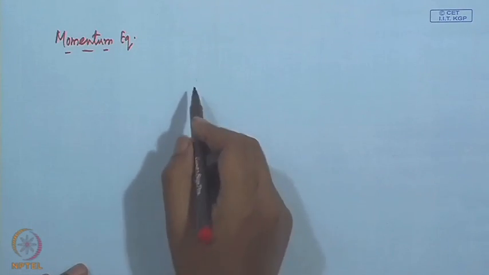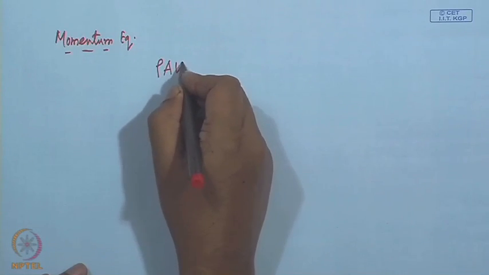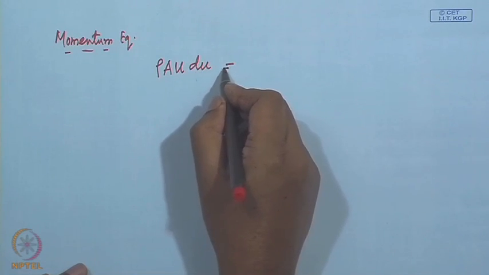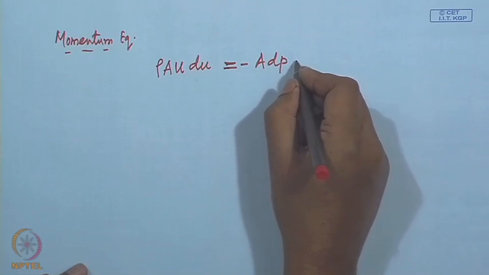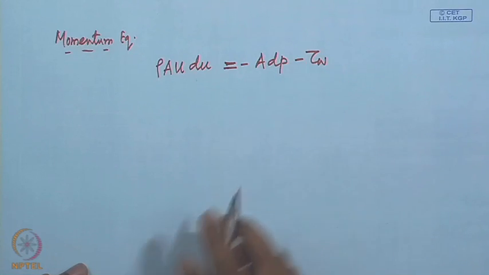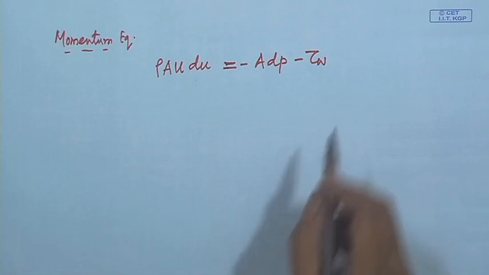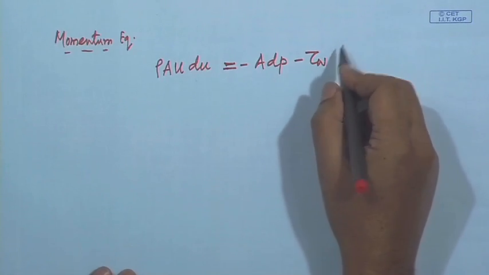Momentum equation, but this time momentum equation with friction. It gives rho A u du equal to minus A dP minus tau w. Now, this shear stress acts over the entire circumferential area. So, this will be multiplied by area, but not by the cross sectional area, rather the surface area.